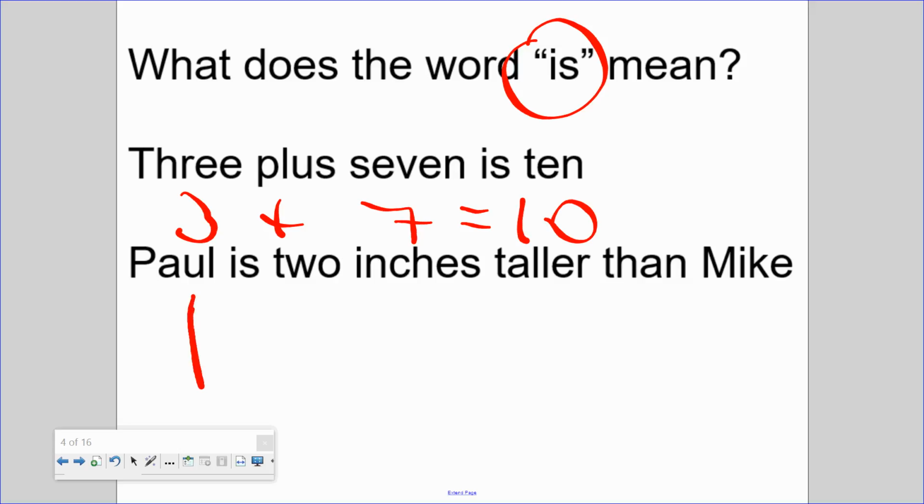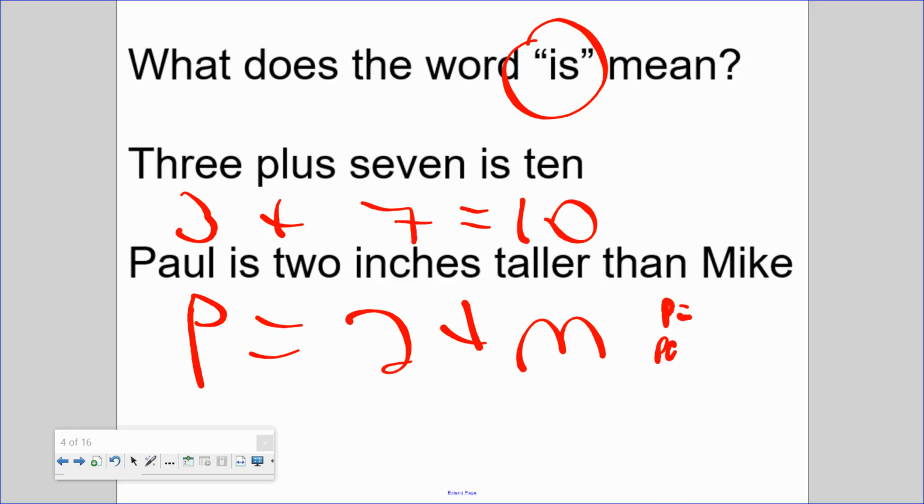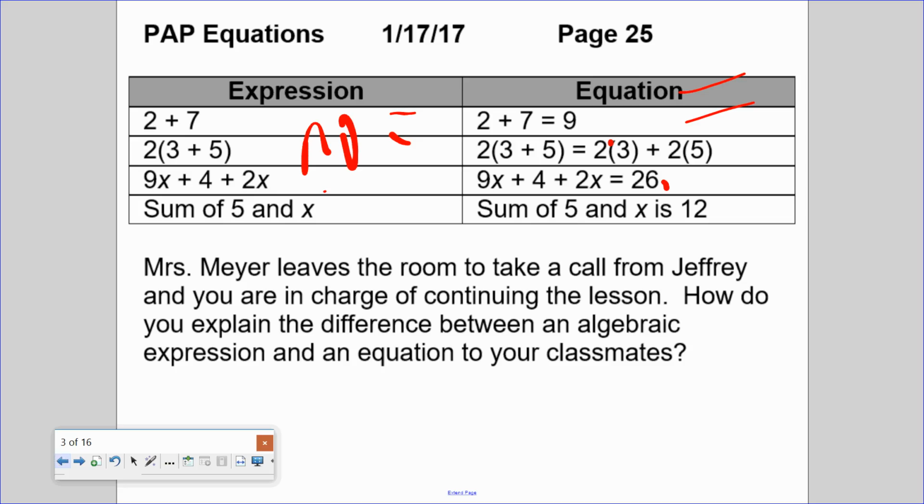Like Paul is 2 inches taller than Mike. If P represents Paul's height and M equals Mike's height, Paul equals 2 plus Mike. So "is" means equal.